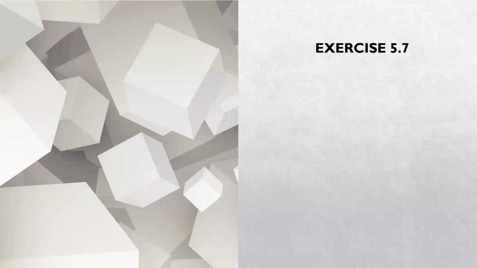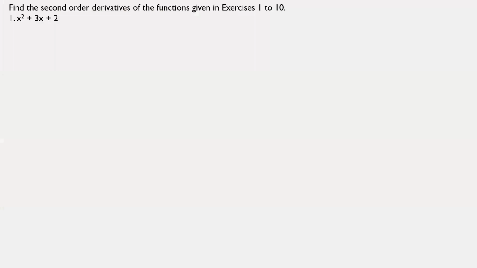So let us start exercise 5.7. This exercise has a lot of questions, but the funda is same. We are going to do the derivation two times. It's just that derivation should be done twice. First, find the second order derivative. It is clearly mentioned that we have to find the second order derivative of the function. From 1 to 10, we are going to do this.